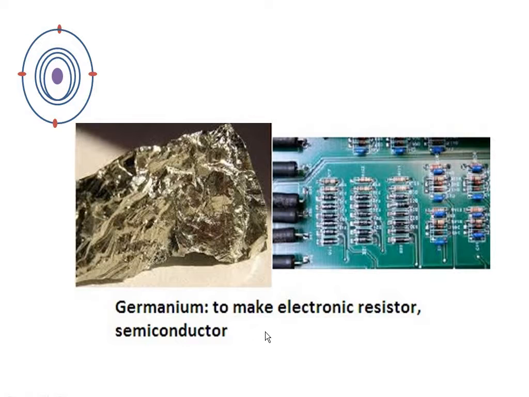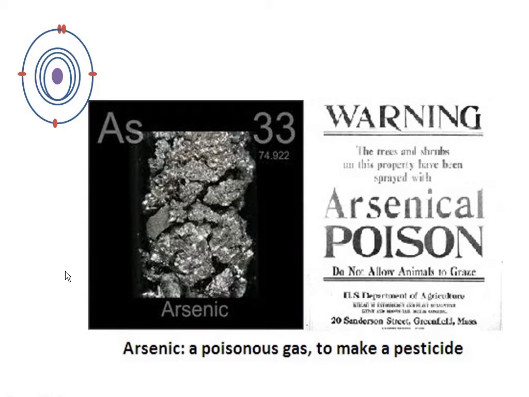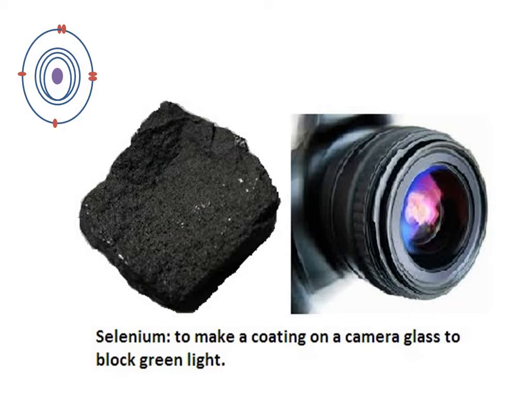Germanium, to make electronic resistors, semiconductors. 4 electrons in the outermost shell. Arsenic, a poisonous element used to make pesticide. It has 5 electrons in the outermost shell. Selenium, to make a coating on the camera glass to block green light. The coating is applied here.